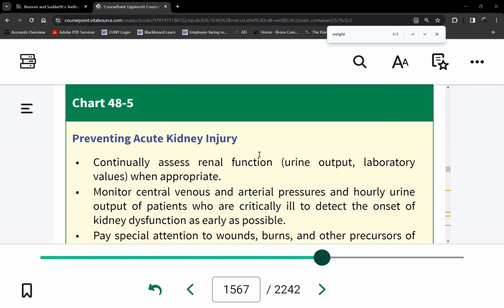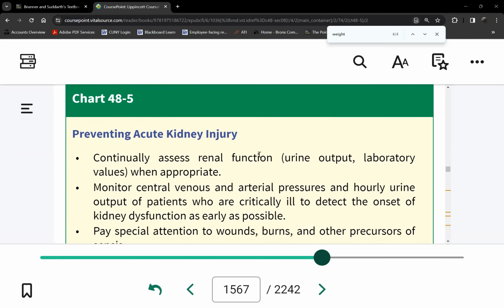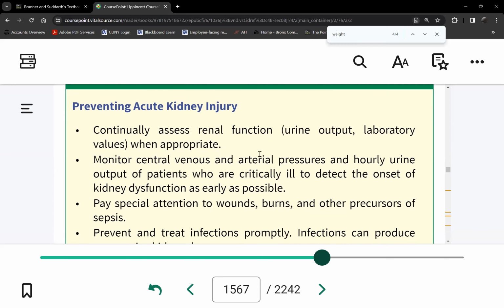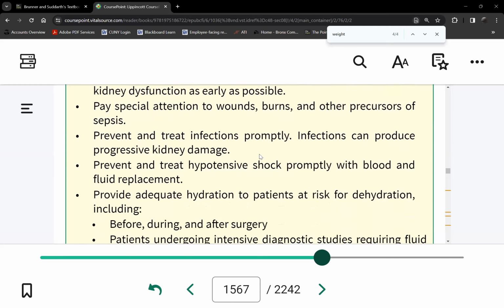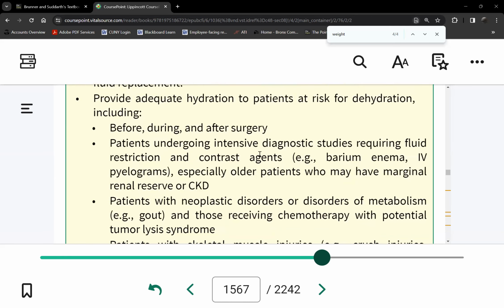So that's summarized in chart 48-5. So monitor urine output in all of those patients listed with those diagnoses. Then once you identify AKI, prompt notification of the physician.